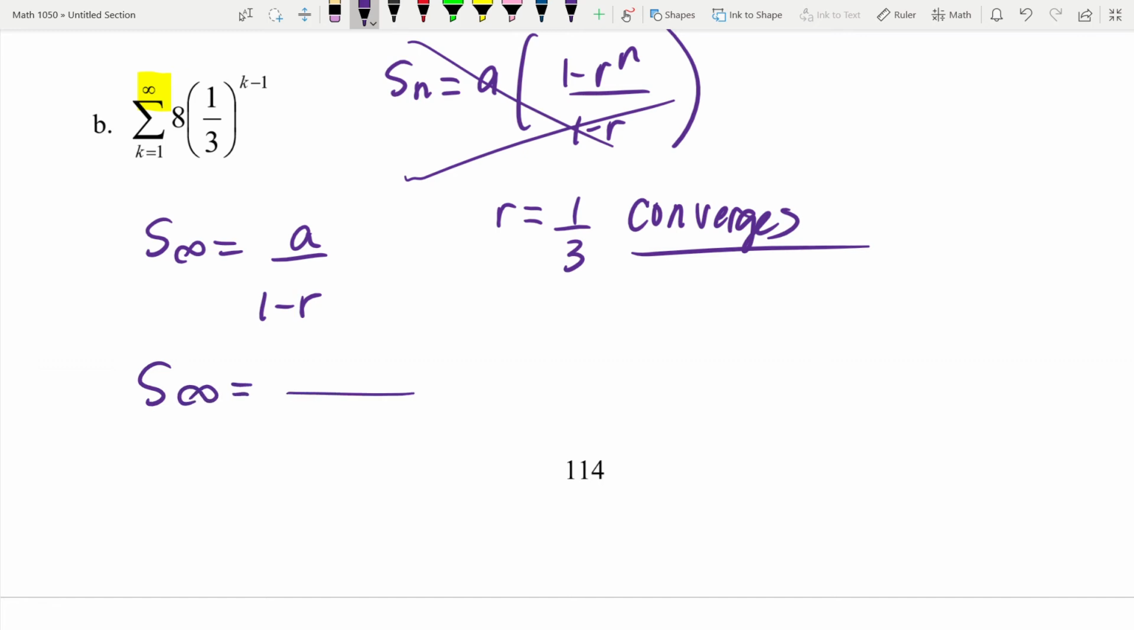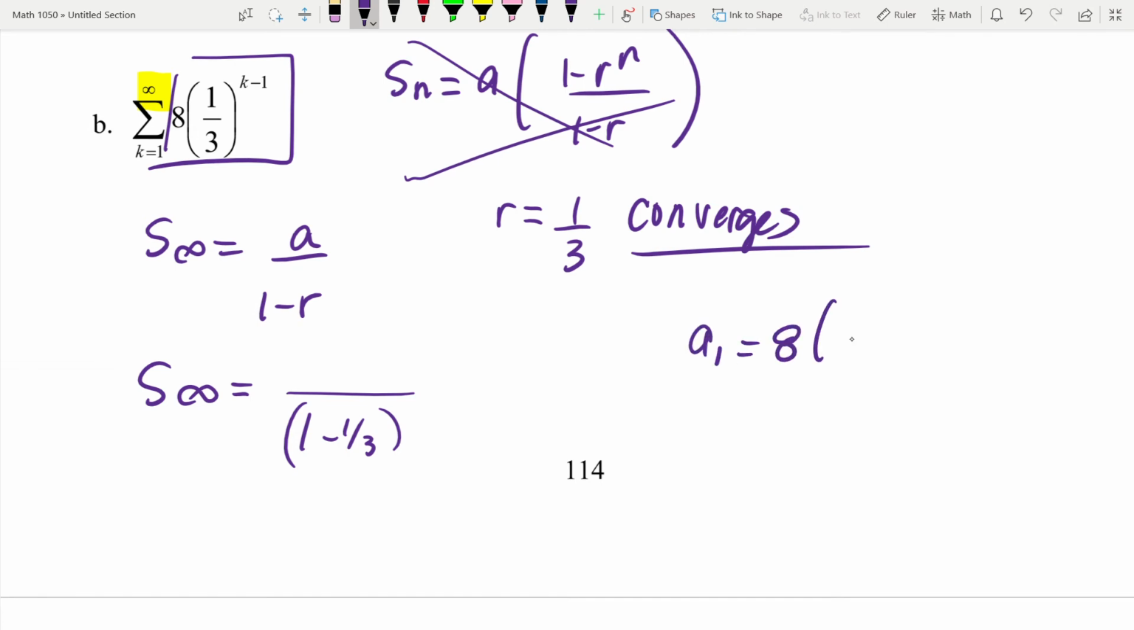Do I know the first term? I don't right now. I'm going to go 1 minus 1/3 on the bottom, put parentheses around it. I can easily find the first term by just putting k equals 1 into that. So a sub 1 is 8 times 1/3 to the 1 minus 1, which is 0. 1/3 to the 0 is 1. 1 times 8 is 8. Grab your calculator: 8 divided by parenthesis, 1 minus 1 divided by 3, close parenthesis, hit enter, and you get 12. So the answer is 12 and you're done.